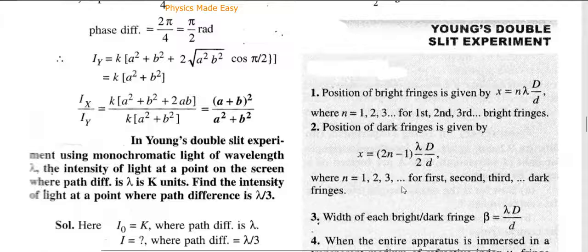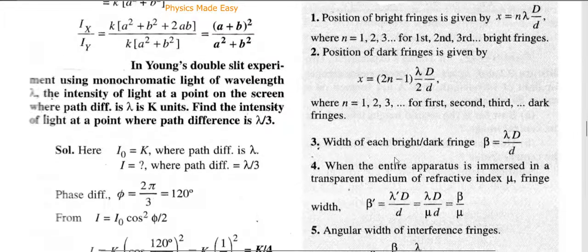for n is equal to 1, 2, 3, for the first and second and third dark fringes. Small d is the distance between the sources. Now the width of each bright and dark fringe, beta is equal to lambda into capital D, distance of screen, and small d is the distance between the sources.